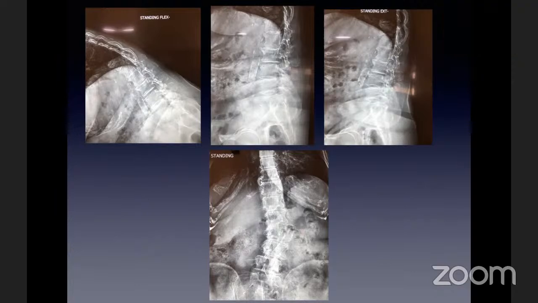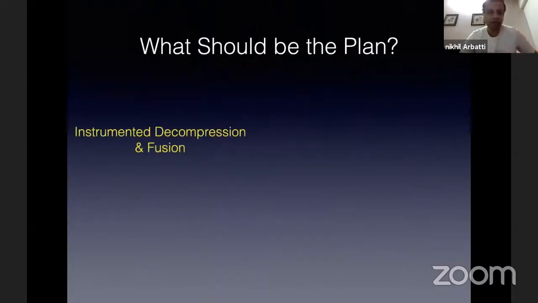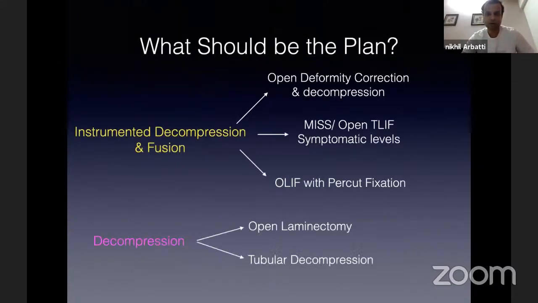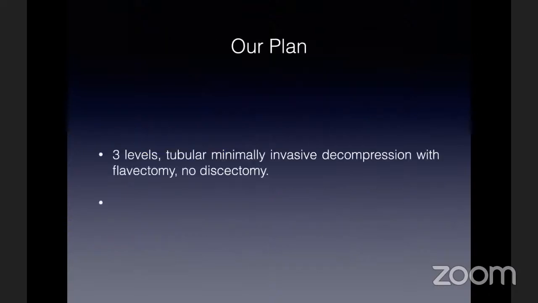Fine. So for want of time, Nikhil, what did you do? Can you please proceed? Okay. So basically, I considered all these options. In fact, I spoke with the spine surgeon. Now we have two differing opinions. Dr. Zala wanted to have an instrumented fusion. Dr. Kulkarni wanted to have just a decompression. So yes, let's know what you did.